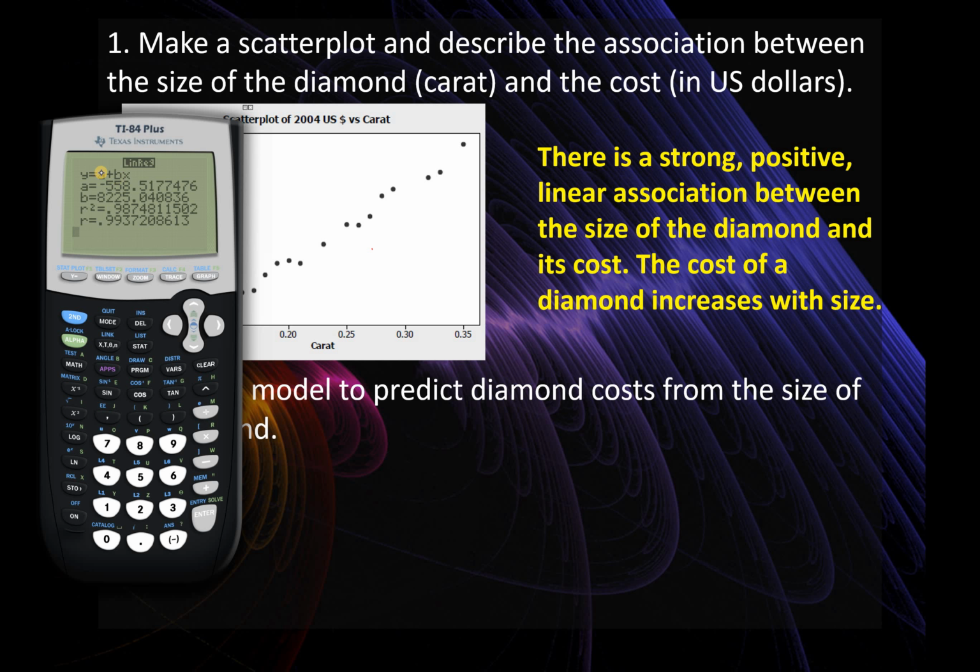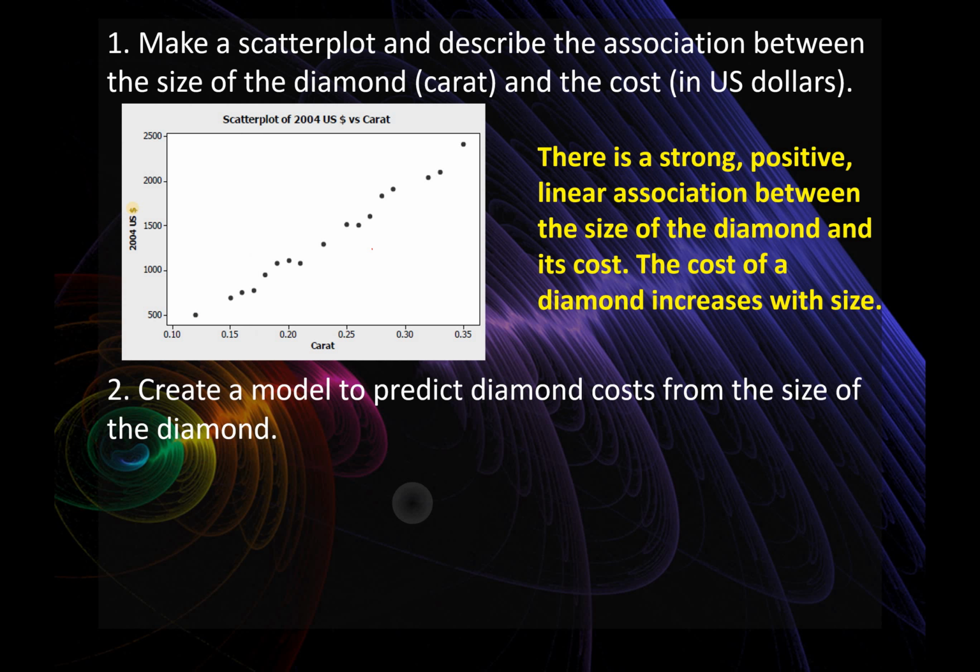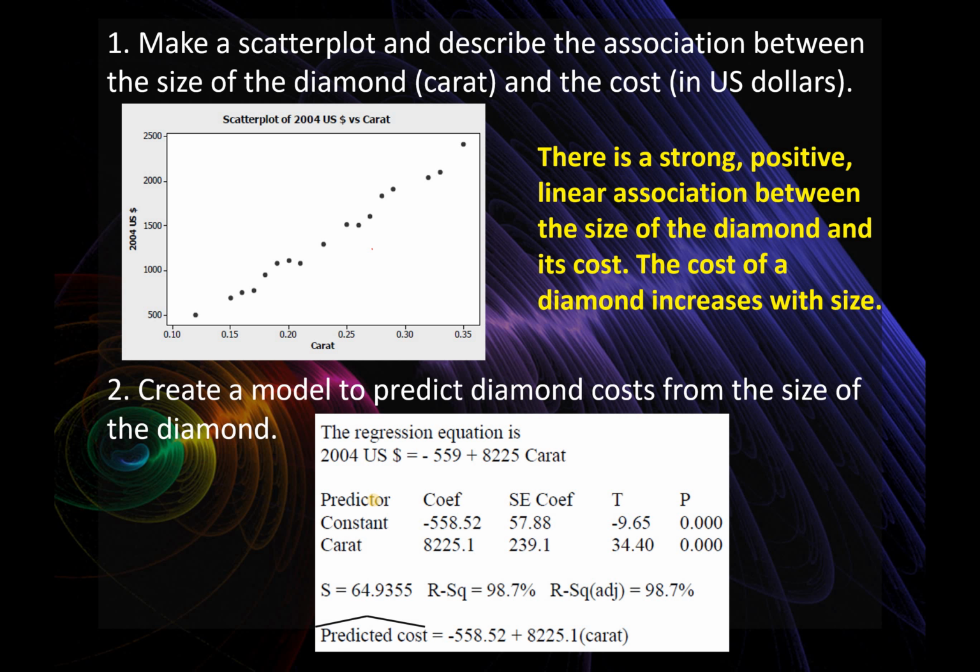So boom, there's all my information. So remember, A here is my intercept, -558.52. B is my slope, 8225.04. R and R squared. So R gives me both directionality and strength. R squared is the percent of the variability of Y accounted for by the change in X. So the model that you should put together here is this guy.